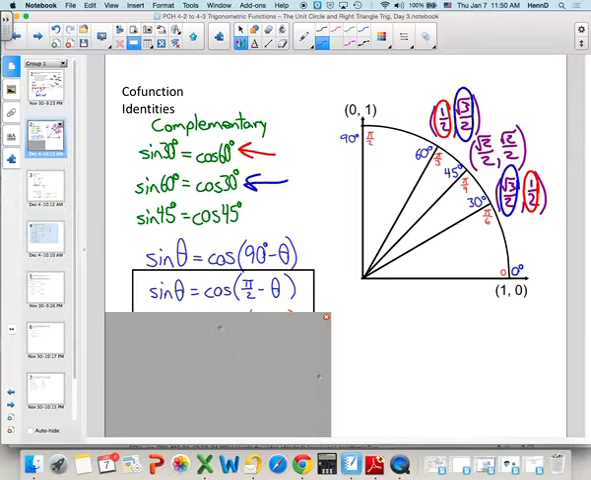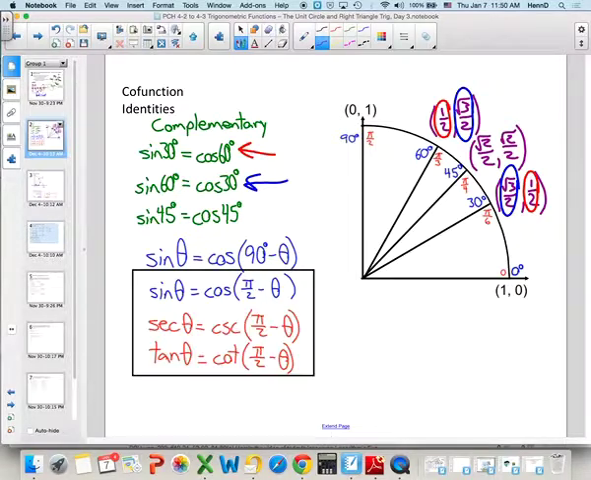Now, this doesn't only apply for sine and cosine. This is where the pairings of our other trig functions are the simplest to remember. Sine is paired with cosine, so secant is going to be paired with cosecant. Tangent is paired with cotangent. This is why these are called the co-function identities. Each of these functions is paired with its co-function. So these are the easy ones to remember.